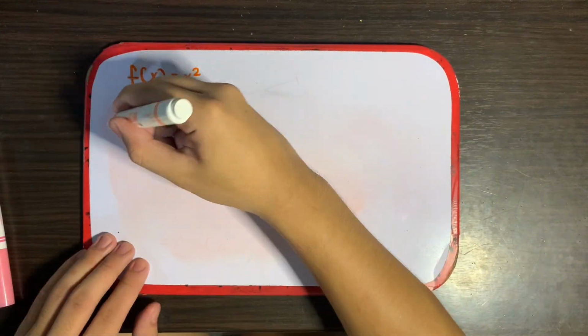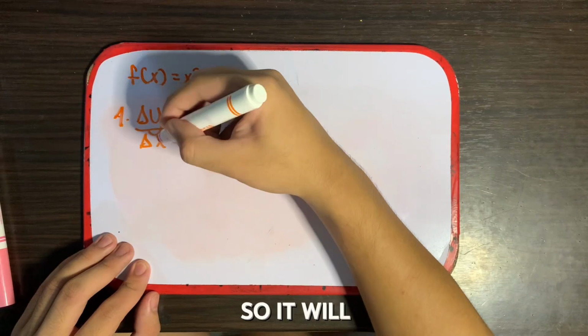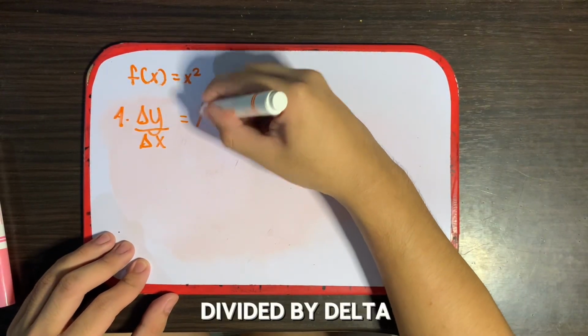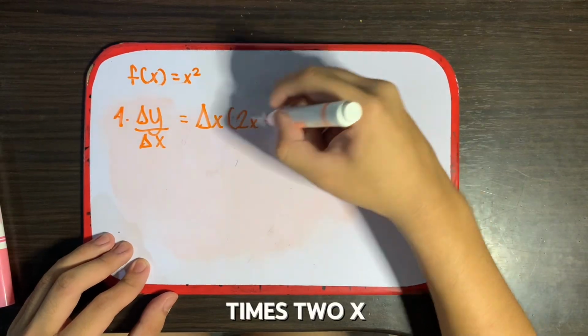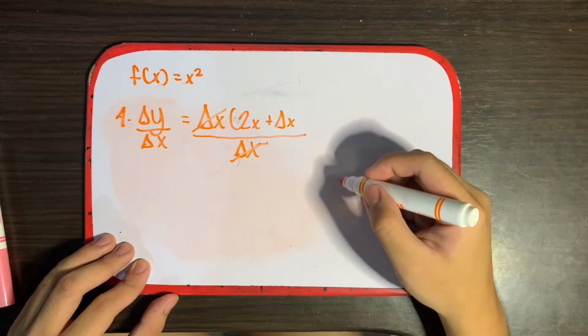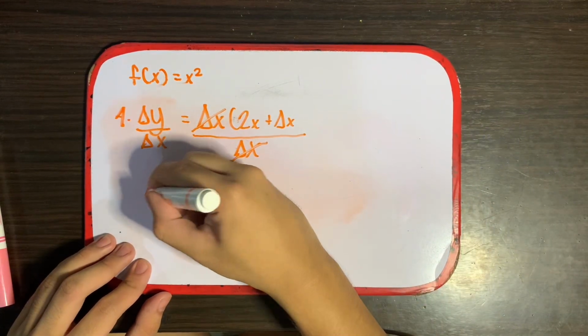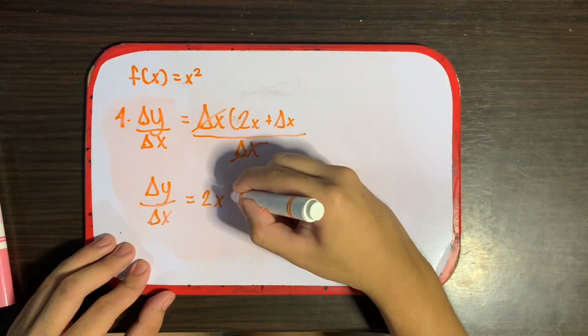For the fourth step, we divide delta y by delta x. So it will become delta y divided by delta x is equal to delta x times (2x + delta x) over delta x. This will become delta y over delta x is equal to 2x + delta x.